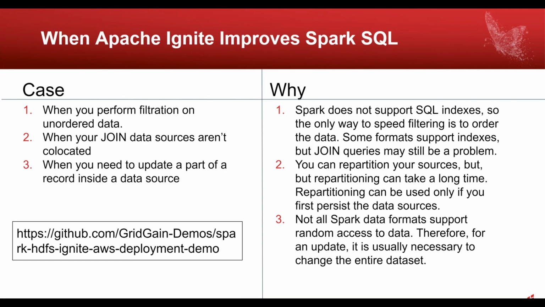Also, some Spark formats are immutable. And in this case, such modification of one entry can also require you to recreate the source, and it can be very expensive. Okay, so these are the 3 main reasons. So in case your case can be related to some of these reasons, I guess Apache Ignite can improve your queries.